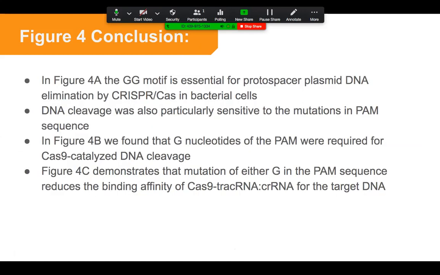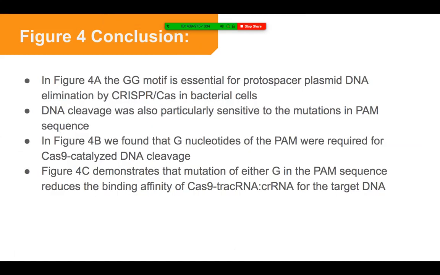And diving into the conclusions, like I had mentioned, in figure 4A, the GG motif is the essential motif in the protospacer adjacent motif, and that is essential for that protospacer plasmid DNA elimination in bacterial cells by that CRISPR-Cas system. And that motif is also essential for in vitro protospacer plasmid cleavage by the tracrRNA-crRNA guided Cas9. DNA cleavage was also particularly sensitive to the mutations in the PAM sequence on the non-complementary strand, but like I said, in type 1 CRISPR-Cas systems, it is the complementary strand.